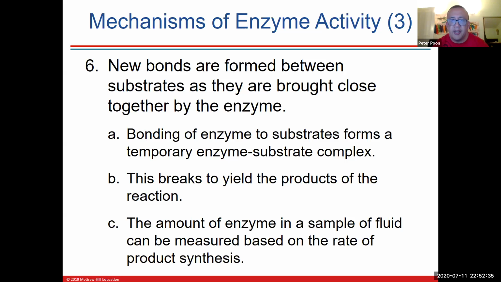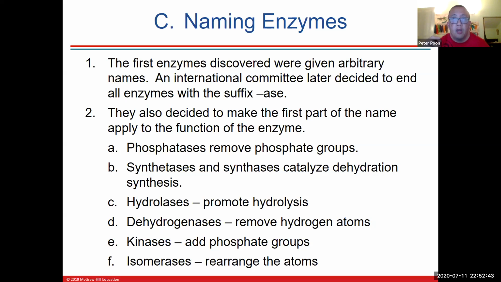The amount of enzyme in a sample of fluid can be measured based on the rate of product synthesis. So if one enzyme can make 100 molecules a minute, and you measure 200 molecules in 1 minute, that means you have 2 enzymes. If you measure 1,000 molecules in 1 minute, it means you have 10 enzymes.